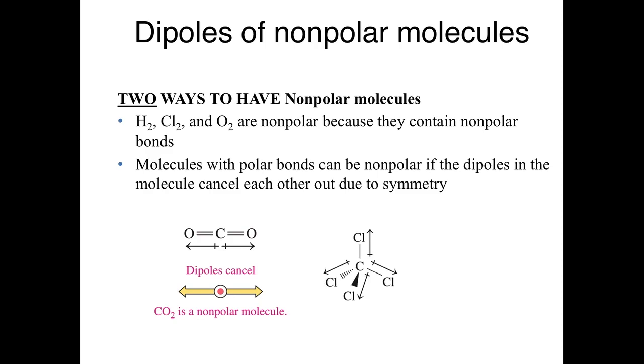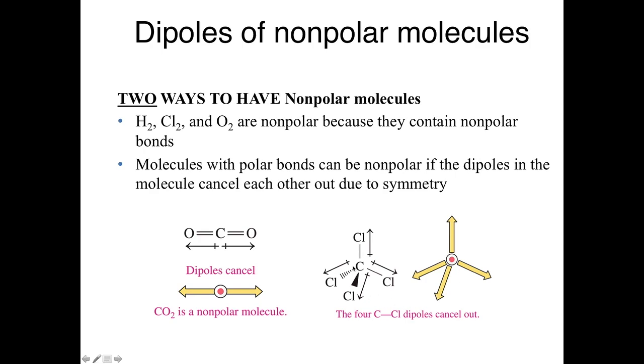Here's another instance of symmetry. When you have a tetrahedral shape, those outer atoms are all equally spaced from each other. Because they are all equally spaced from each other and they are the same atoms, they will all cancel each other out. Now, if I were to replace one of them, let's say for example, with a hydrogen, then it loses symmetry, and then that molecule will be a polar molecule.